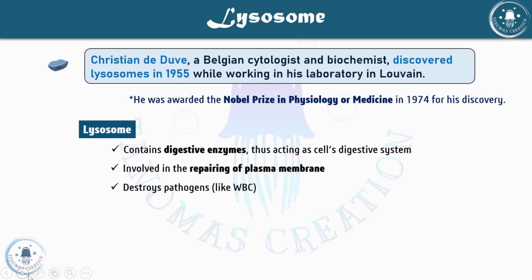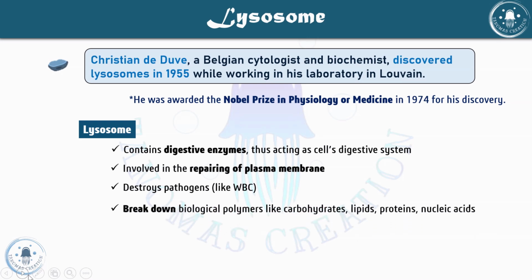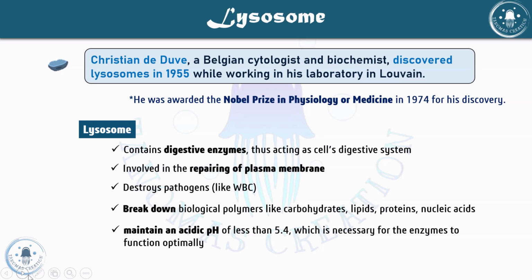It destroys the pathogens. It also breaks down biological polymers like carbohydrates, lipids, proteins, and nucleic acids. And it maintains an acidic pH of less than 5.4. Why? Because it is necessary for the enzymes to function properly. Enzymes function in the acidic pH only, so a pH of less than 5.4 is maintained by the lysosome.